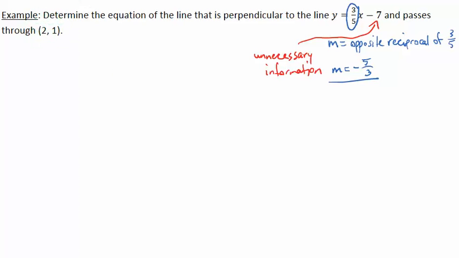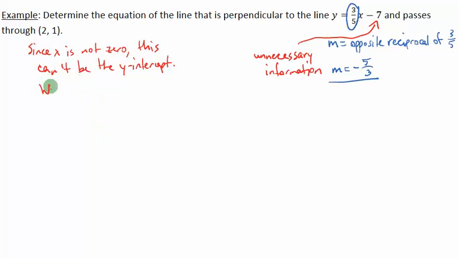Now we get this point here. Since x is not 0, as it was in the previous example, this can't be the y-intercept. So this problem's a lot different. We don't know our b value. We don't know b, so somehow we have to figure it out. We know our slope. So what is this useful for? Well, this is an x and a y value. An ordered pair is always an x and a y.